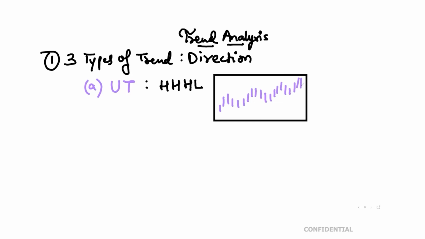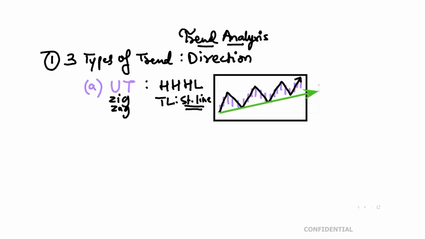In an uptrend, remember, the trend is always zigzag. But the trend line is a straight line. That's the difference between a trend and a trend line. Both the things are not the same. So trend is basically like this. If you see, that's the trend. The trend line is not this. So sir, what is the trend line here? The trend line here is to be drawn like this. That's how it is going to be drawn.